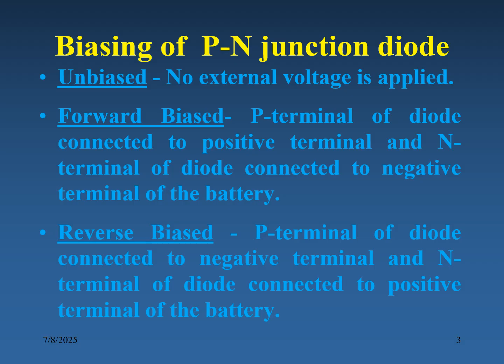Biasing. Unbiased means no applied external force. Forward bias means the P terminal of the diode is connected to the positive terminal of the battery and the N terminal of the diode is connected to the negative terminal of the battery. Reverse bias means the P terminal of the diode is connected to the negative terminal of the battery and the N terminal of the diode is connected to the positive terminal of the battery.